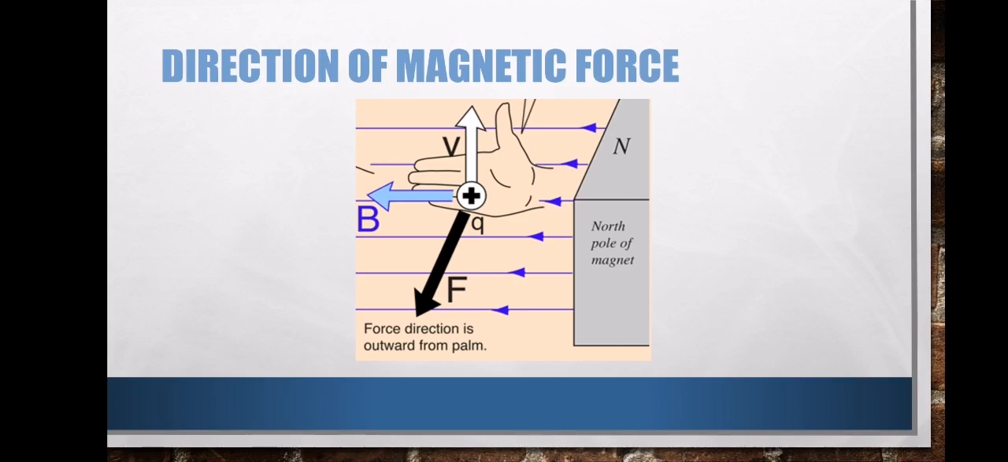Meaning, your thumb points in the direction of the velocity. Your fingers point in the direction of the magnetic field, and your palm points in the direction of the magnetic force. If you're going to look for the magnetic force, just look at your thumb for the velocity, and the direction of the magnetic force is given by your palm.